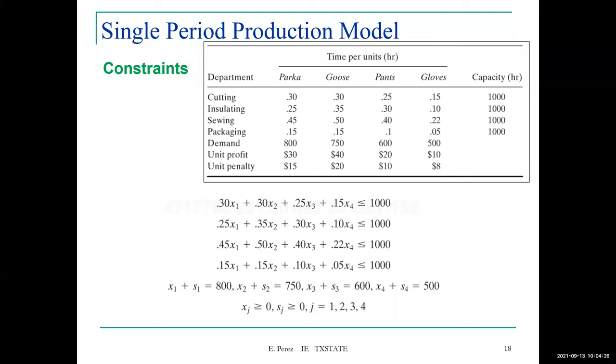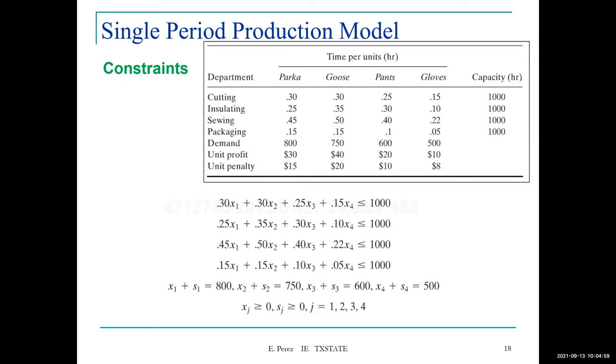So I do the same thing for the insulating. It's 0.25, the time units in terms of hours, times X1, which are the number of parka jackets, plus 0.35 times X2, plus 0.30 times X3, plus 0.10, which is the requirement for gloves, times X4, which is the decision variable representing the gloves. Summation of those is what we have in the second constraint. It has to be less than or equal to 1,000.